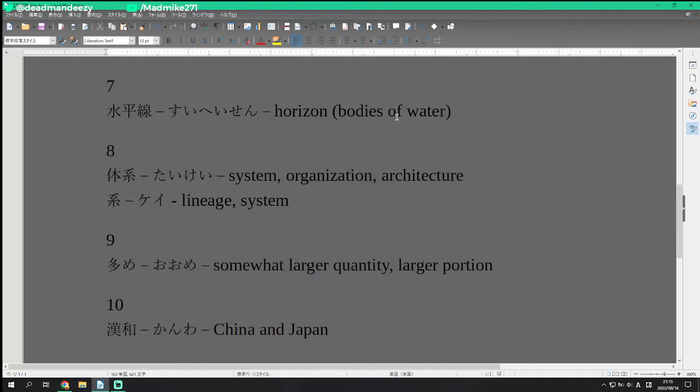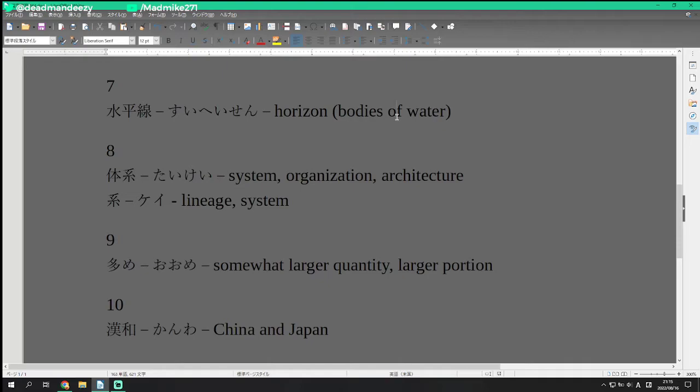Sui hei sen is the even or level line of water on the horizon. Dictionary says this is specifically used on bodies of water, so I'm not sure if you can refer to a normal land horizon. Like the land horizon might be a chihei sen, like the horizon of level Earth.